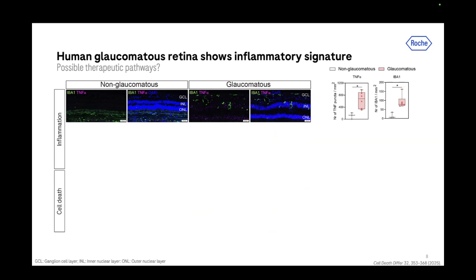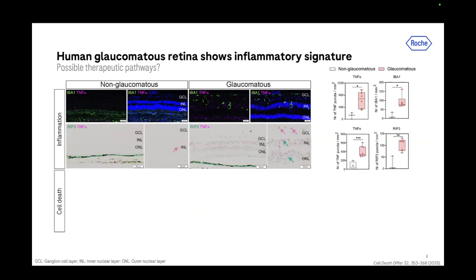In postmortem human glaucoma retinas, we observe a clear upregulation of inflammatory and cell death markers compared to non-glaucomatous control. Iba1-positive microglia are more abundant and more deeply infiltrated into the inner retinal layers. This microglial infiltration, along with a high TNF-alpha level, indicates a pro-inflammatory status. RIP3 expression is also elevated in glaucomatous retinas together with TNF-alpha transcript. This supports the hypothesis that pro-inflammatory mechanisms, including cell death, and necroptosis are engaged.